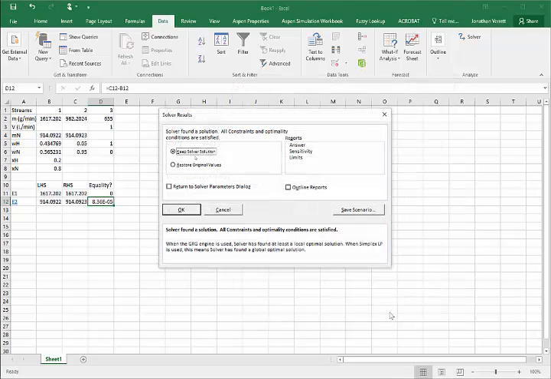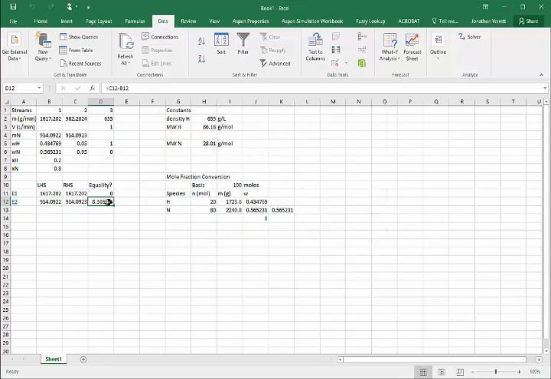And then when I click solve, it's essentially going to guess. I'll just click keep solver solution, click OK. You'll notice this number 8.36 times 10 to the minus 5, very close to being 0. What else you'll notice? For that first equation, we have equality. The second equation, it looks like we have equality, and we see those flows here of nitrogen being roughly equal.